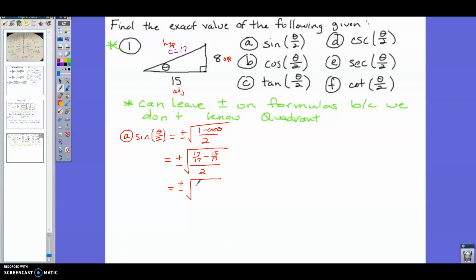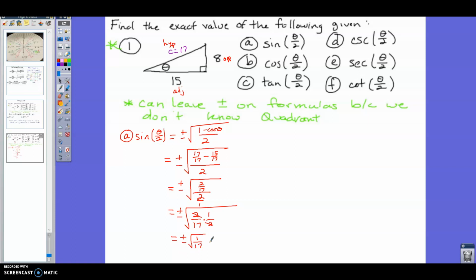So we're going to subtract the numerator. 17 minus 15 is 2. That's all over 2. So we can think about the 2 as a 2 over 1. So we're dividing by a fraction, so we want to keep, change, flip. So here we have a 2 in common on both the numerator and denominator, so those cancel. So we get plus or minus the square root of 1 over 17.